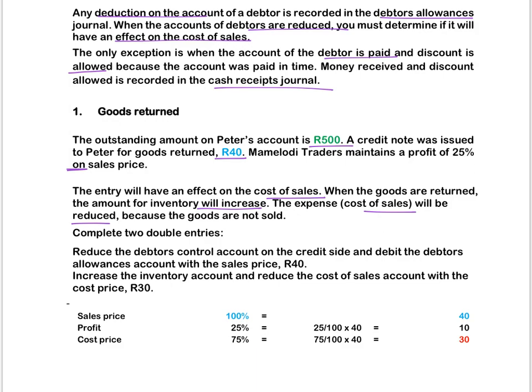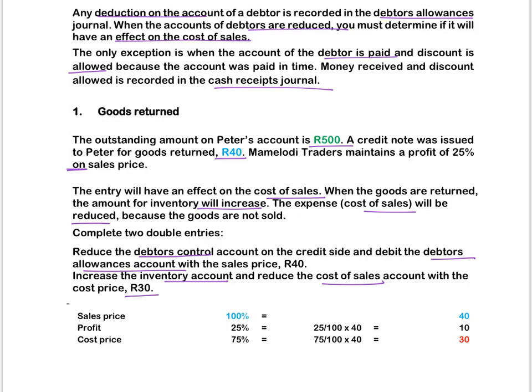If goods are returned, you have to do two double entries. The first double entry will be to reduce the debtors control account on the credit side to show that the debtors owe less money, and you will debit your debtors allowances account to show that the sales are actually reduced with 40 Rand at the sales price. The second double entry will be for the cost price. The inventory account will be debited to increase the inventory, and you will reduce the cost of sales account on the credit side with a cost price of 30 Rand.